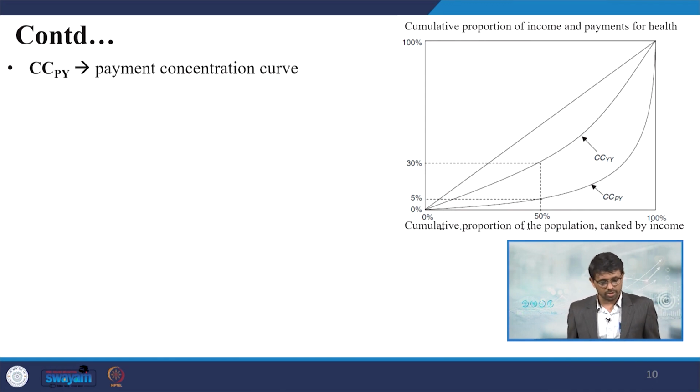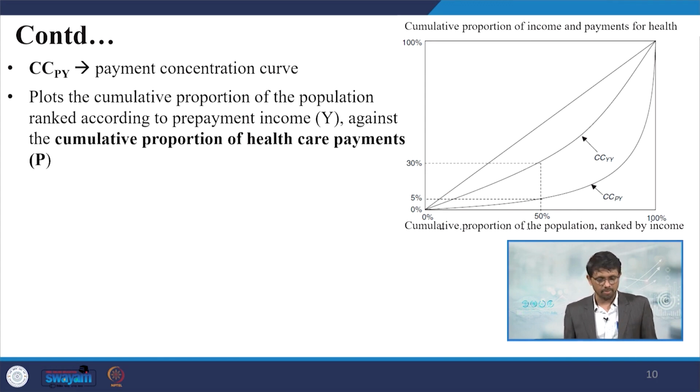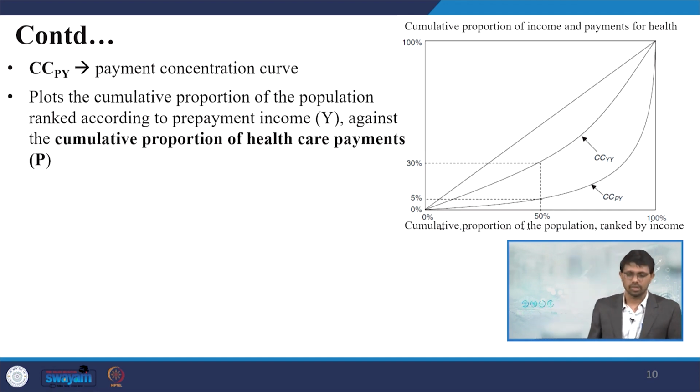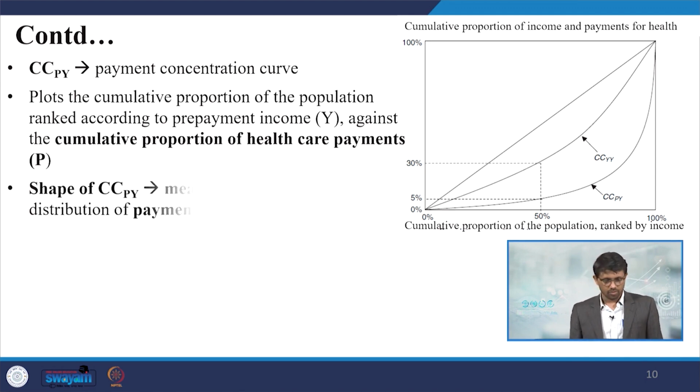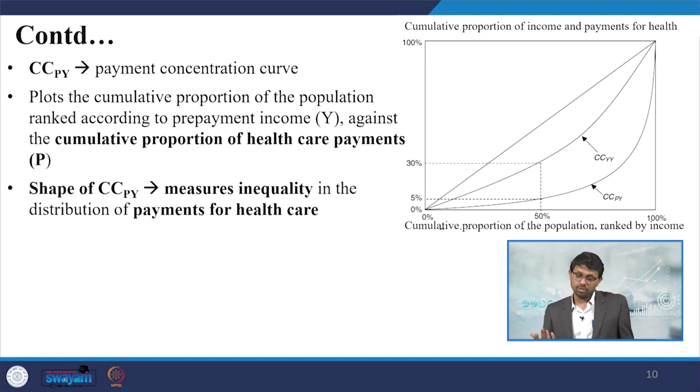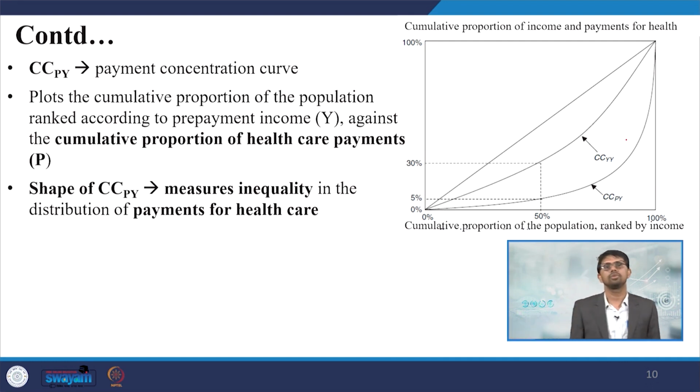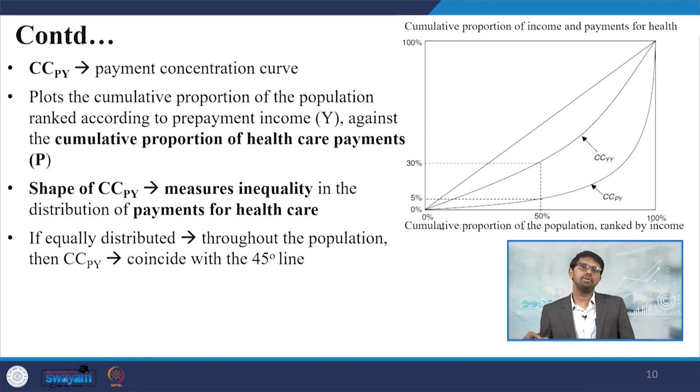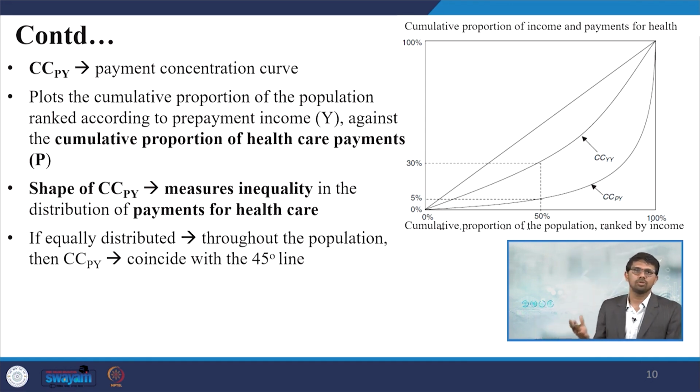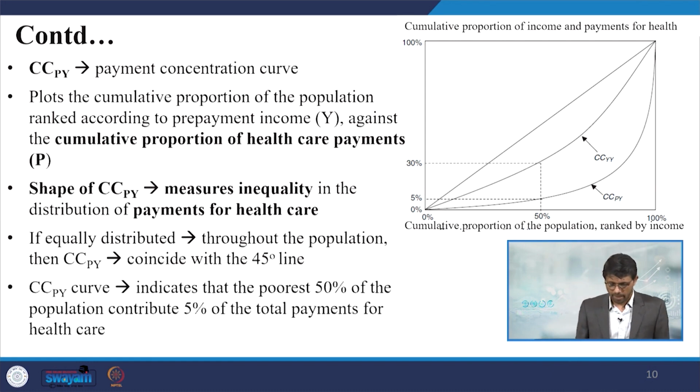Now we are counting for the CCPY. This is the payment concentration curve, and this plots the cumulative proportion of the population ranked according to prepayment income against the cumulative proportion of healthcare payments. Interestingly, we will see in reality also, in different papers they highlight that this is in fact deviating from the 45-degree line and highlighting inequality, and this CCPY measures inequality in the distribution of payments for healthcare. Again, if it is equally distributed, then this will also overlap with the 45-degree line.